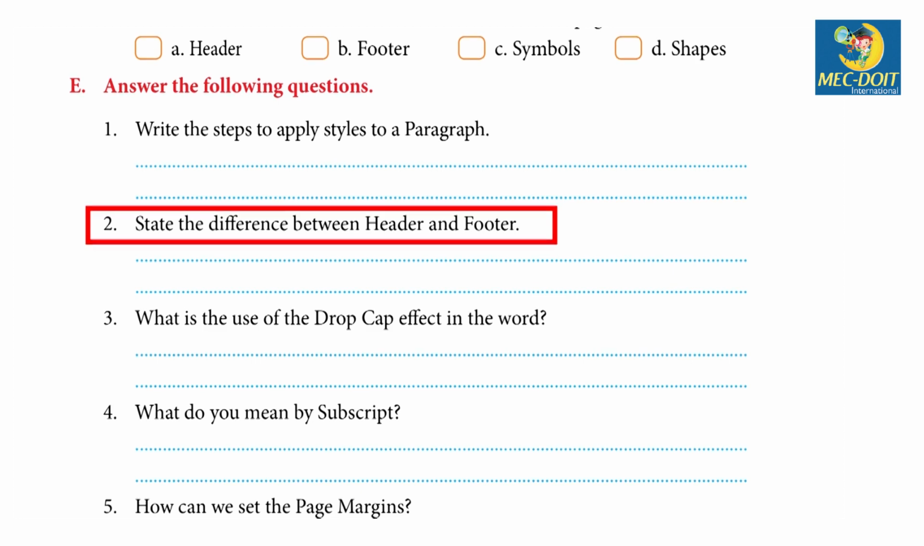2. State the difference between header and footer. Answer: A header is the top margin and a footer is the bottom margin of each page and is helpful to separate sections from the main document. A footer is text that is positioned at the bottom of a page, while a header is text that is positioned at the top of a page. Usually, details about the document such as title, chapter, heading, page numbers, and creation date are inserted in these spaces.